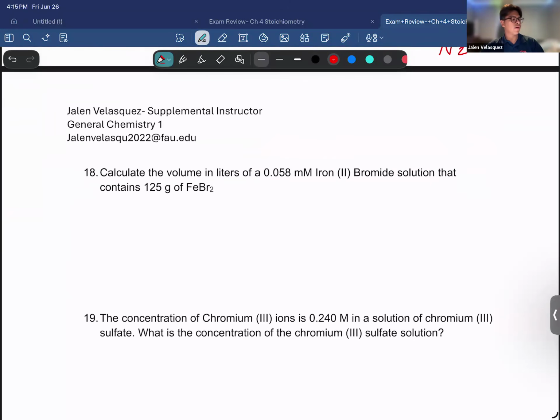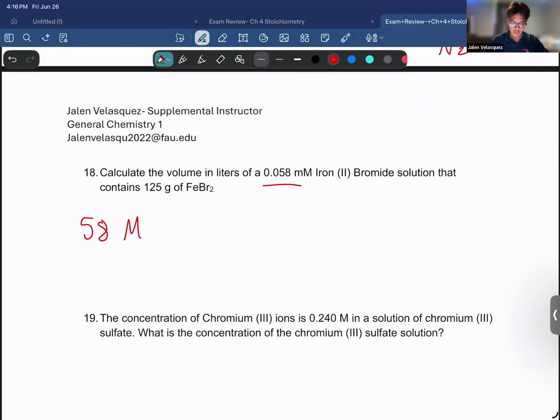Number 18, calculate the volume in liters of a 0.058 millimolar iron 2 bromide solution that contains 125 grams of iron 2 bromide. Okay, so we're given this concentration in millimolar, but we have to convert it into molar, right? So just divide this here by 1,000, and you'll get that you have 58 molar.